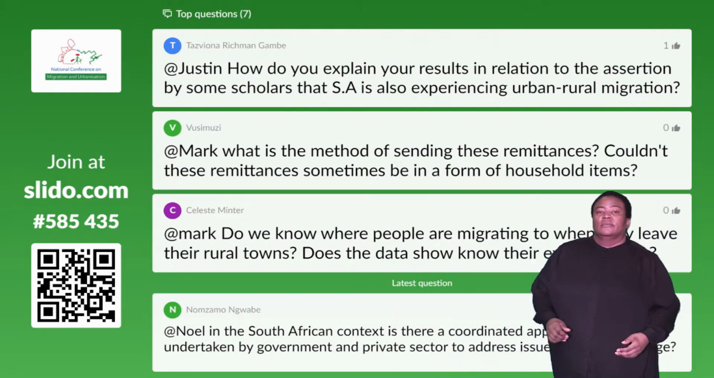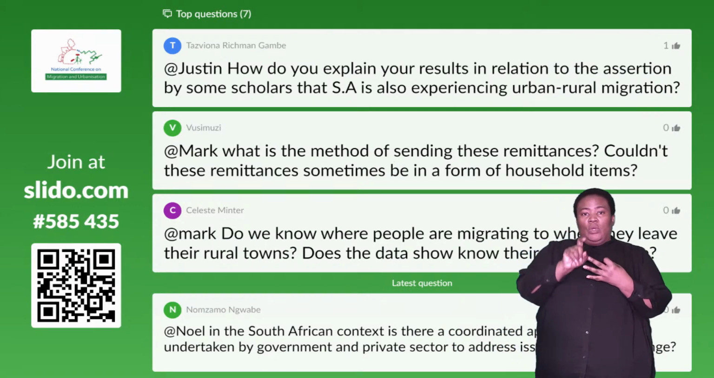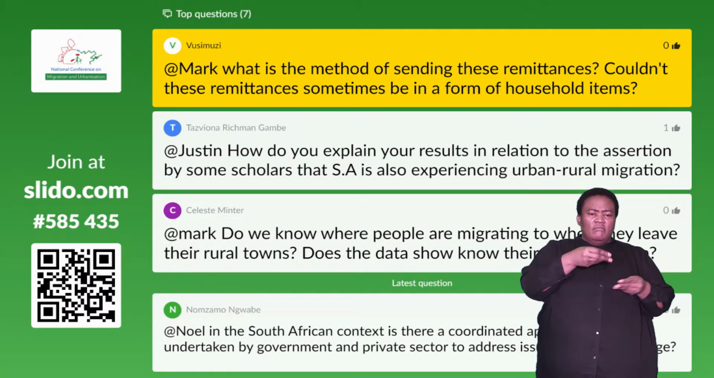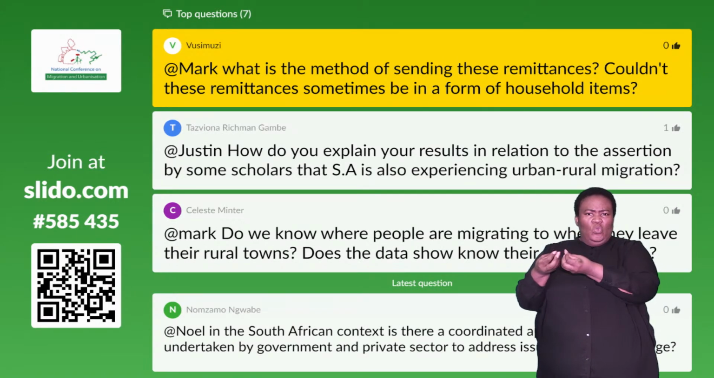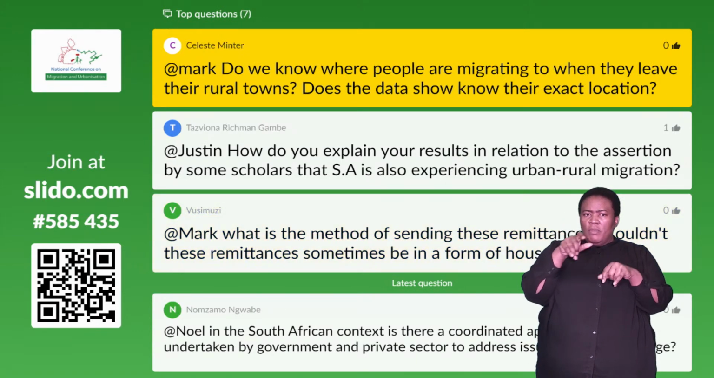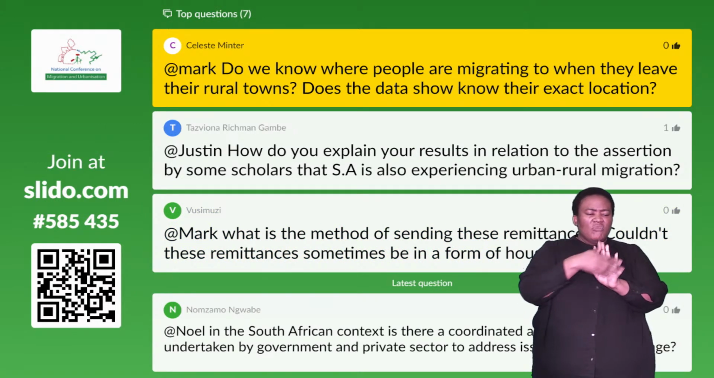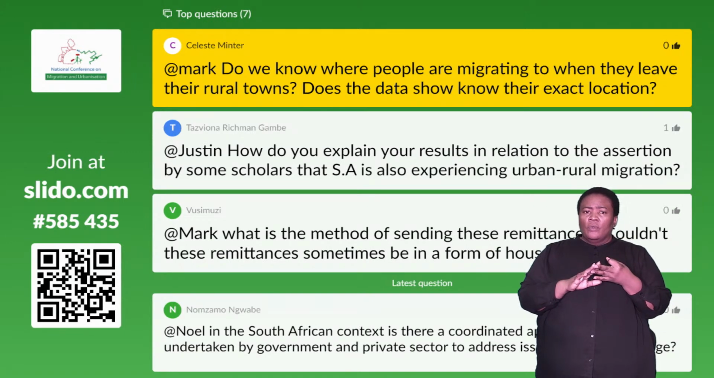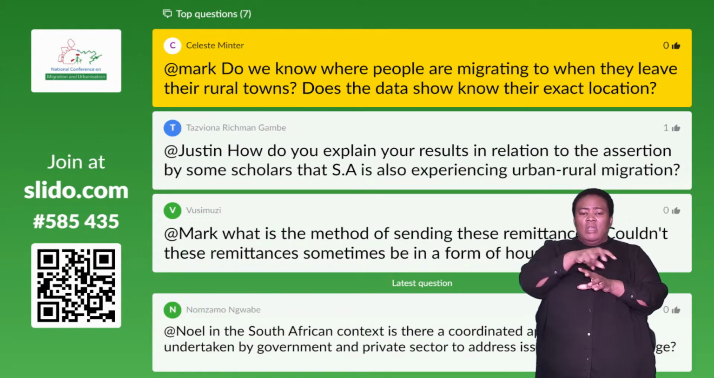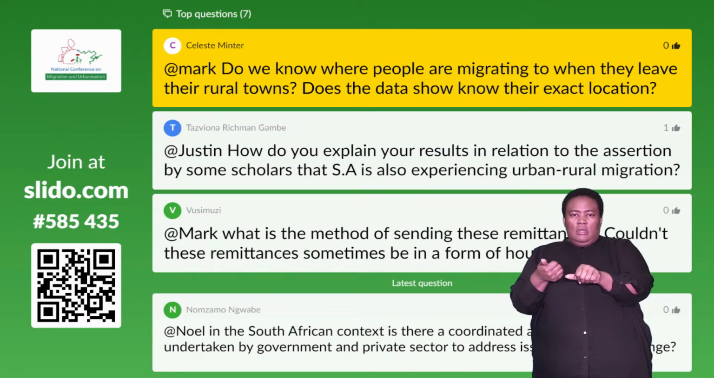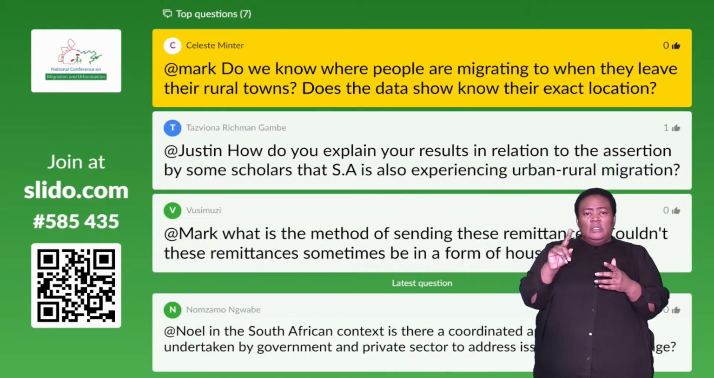So we had 3 questions for Mark. The first is, what is the method of sending these remittances? Couldn't these remittances sometimes be in the form of household items? That was from Musi. We had a question for Mark as well. Do we know where people are migrating to when they leave their rural towns? Does the data show their exact locations? That was from Celeste. And then the third one to Mark, are the calculations of out-migration rates excluding return migration or multiple or repeated migrations? What is the denominator or population of reference used in the calculations?